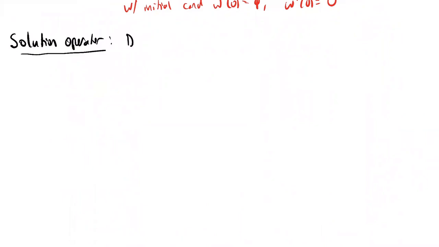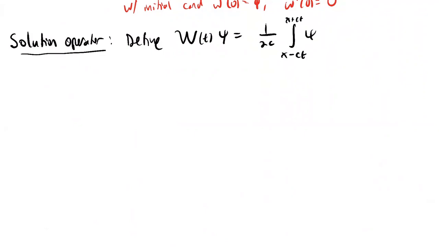Right, so I'm going to define a script W applied to psi at time t, equal to 1 over 2c times the integral from x minus ct to x plus ct of the initial velocity, the psi function. And so this is exactly the term from the D'Alembert formula corresponding to the initial velocity.